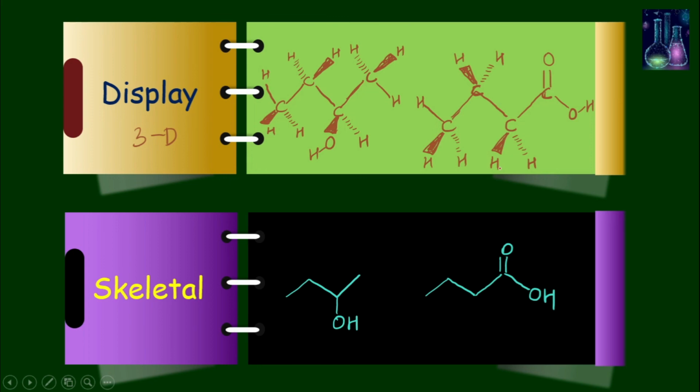Generally again we use this only when you are discussing stereoisomerism, and generally we go for the 2D display.